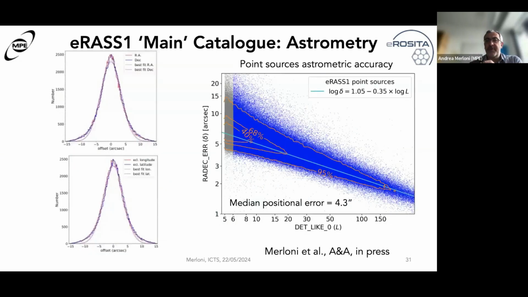Of course, in order to do follow-up, you need to identify the source counterparts, and that's why the astrometry of eROSITA is very important. This plot on the right shows the statistical positional uncertainty as a function of the detection likelihood, which is approximately the number of counts. Of course, very bright sources with a high detection likelihood can be positioned to a couple of arcseconds. The median positional error is about 4.3 arcseconds. And we have a systematic uncertainty to add in quadrature to this, which is less than 1 arcsecond. Our pointing stability of the telescope is very good.